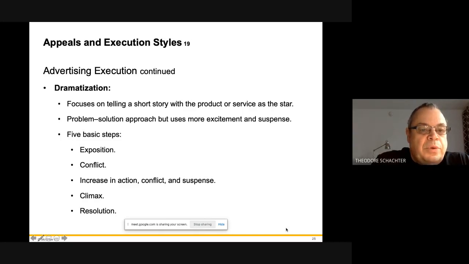So you have to offer a problem, and then you have to offer a solution. But the problem has to be magnified. So we have conflict, increase in action, a climax, a resolution, all that stuff in 30 seconds.